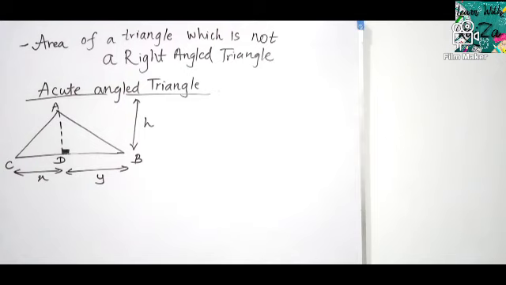Acute angle triangle means, as you might have learned in lower grades, a triangle consisting of angles which are less than 90 degrees, and obtuse angle triangles consist of an angle which is more than 90 degrees. So first of all, we consider an acute angle triangle, and let's build up a formula to find the area of an acute angle triangle.